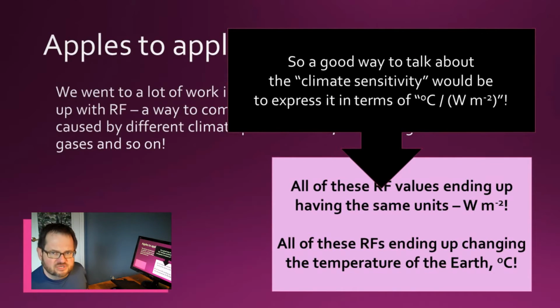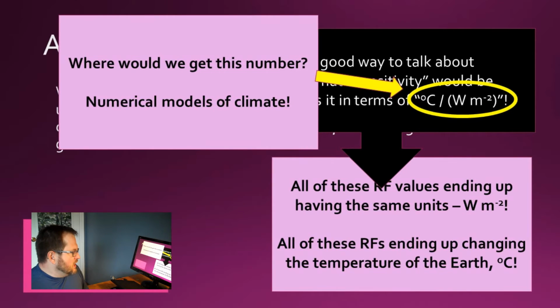Now, those are awkward units. They're kind of awful, to be honest. Degrees Celsius per watt per square meter. Where are we going to get this number? This number is going to come to us from the models. This is not something that we can go outside and measure. We can't measure climate sensitivity. We use our models and we say how sensitive is the model. If we increase the radiative forcing a certain number of watts per square meter, how big of a temperature change do we get?